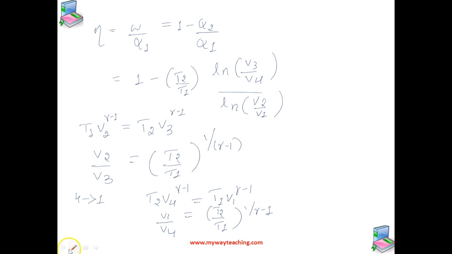So from these two equations we can write V3 by V4 is equal to V2 by V1. So we get the efficiency equation. And we have already seen that a Carnot engine is a reversible engine, and it is the only reversible engine which is possible that works between two reservoirs at different temperatures.